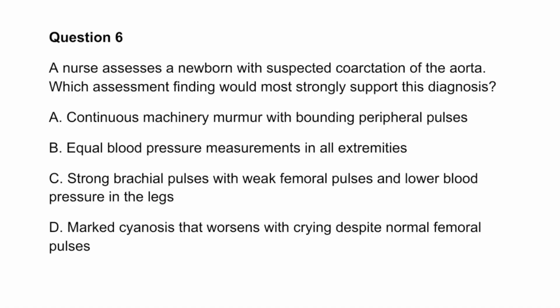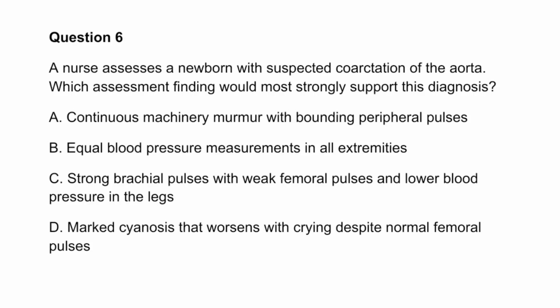Question 6. A nurse assesses a newborn with suspected coarctation of the aorta. Which assessment finding would most strongly support this diagnosis? A. Continuous machinery murmur with bounding peripheral pulses. B. Equal blood pressure measurements in all extremities.